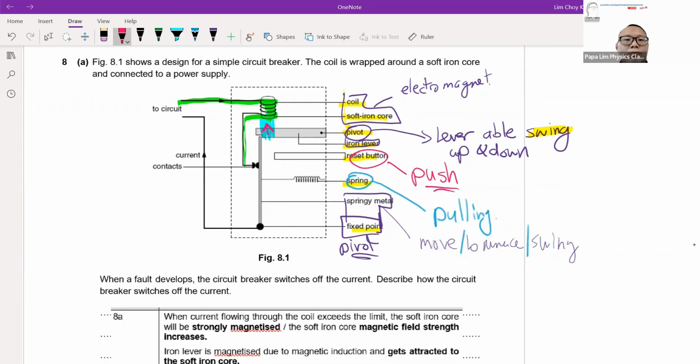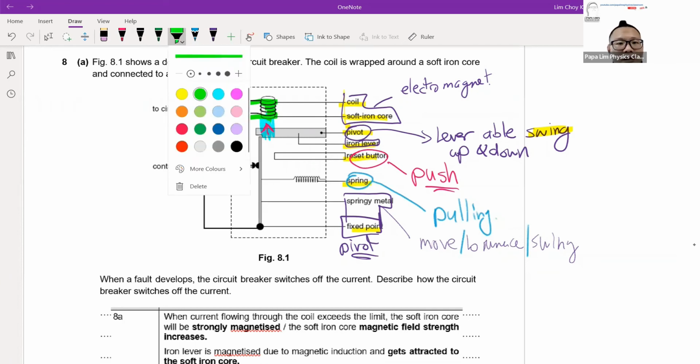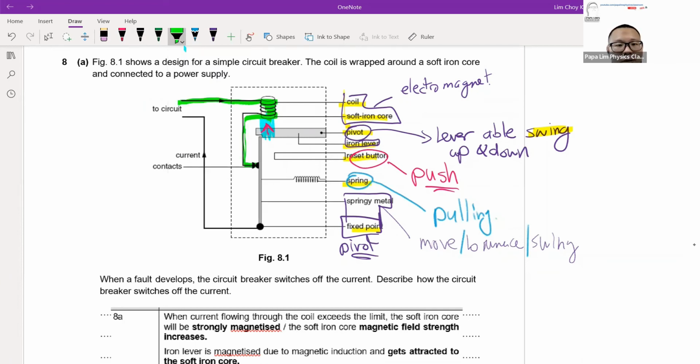But before you move up, take a look: the current continues to flow. At the same time, the current is flowing down here, all the way through the contact point, then goes up and exits the circuit. That's the normal flow. Now when the solenoid, the coil and the iron core become an electromagnet, it attracts the iron lever, and it moves up.